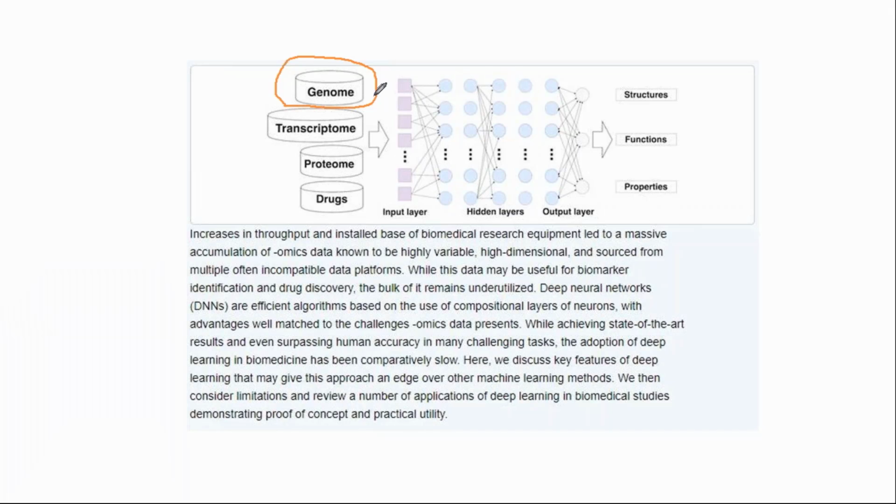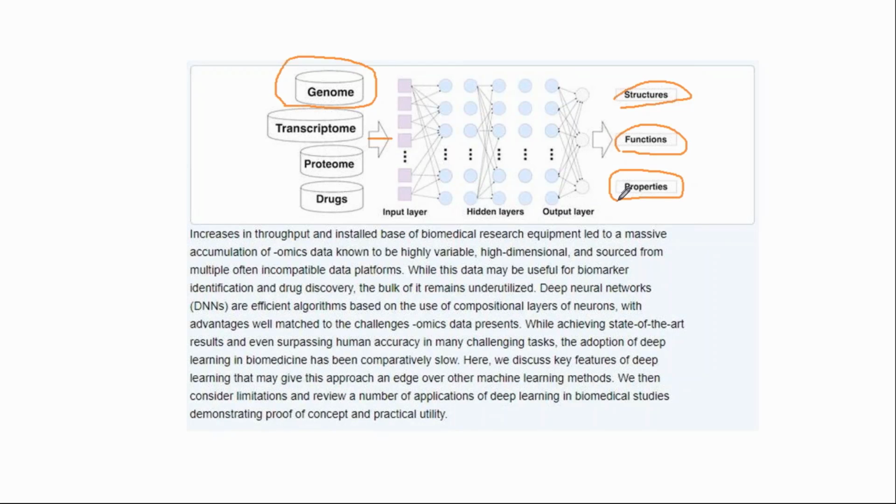If we took an image of that tablet and give it as input to the neural network, it should be able to understand the structure of that tablet, its functions, what it will do, and the properties, whether there are any side effects of that. It should be able to identify all those things.